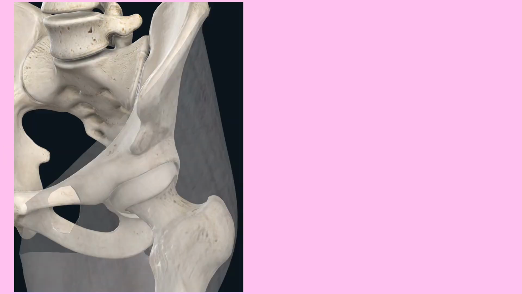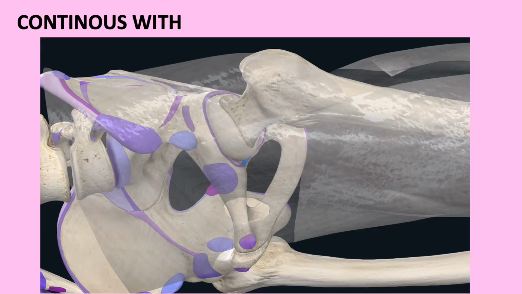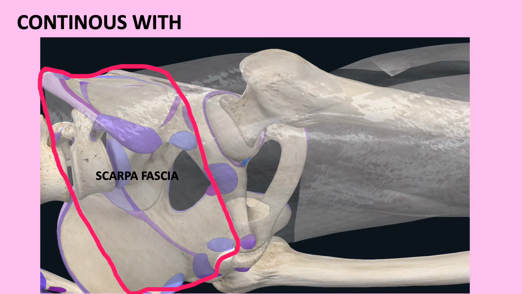Now, the fascia lata is also attached to the iliac crest laterally and posteriorly, and to the pubic tubercle. The tubercle is the prominence or protuberance of the pubis. Fascia lata is also continuous with another fascia, the scarpal fascia. The scarpal fascia is a superficial fascia, but it's deep to the campal fascia. We are not going to cover this fascia in detail.